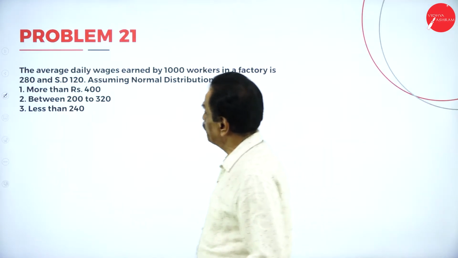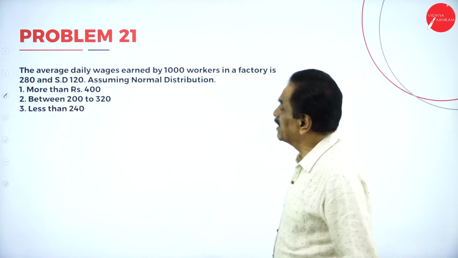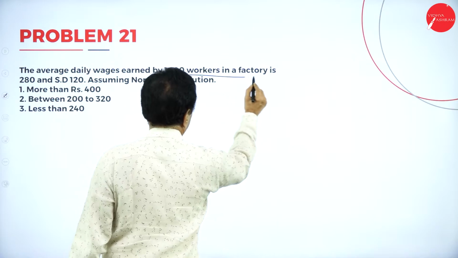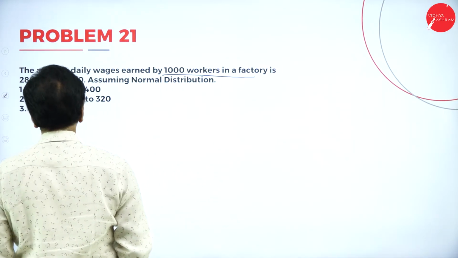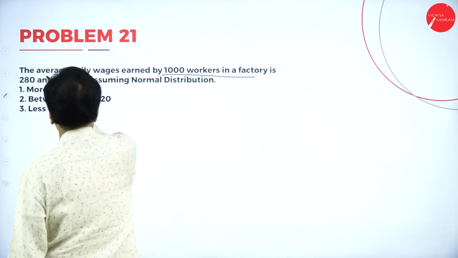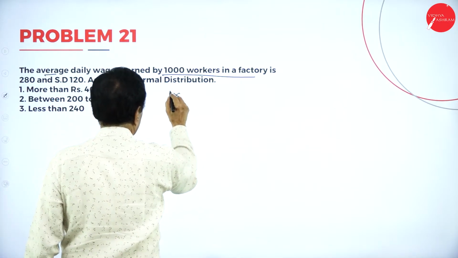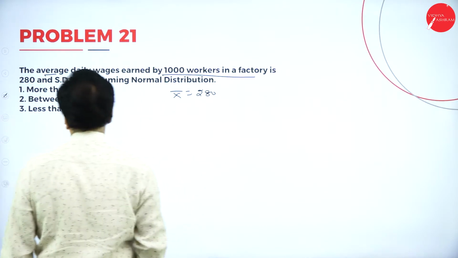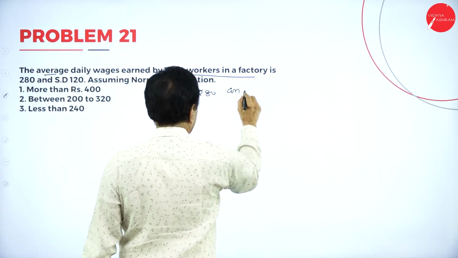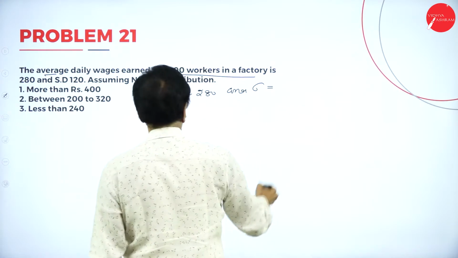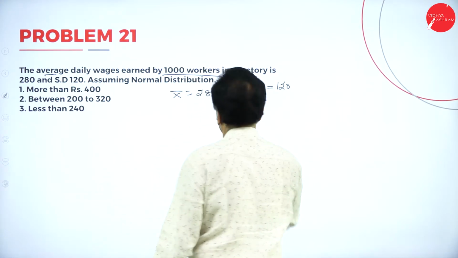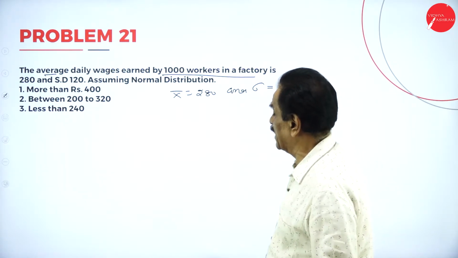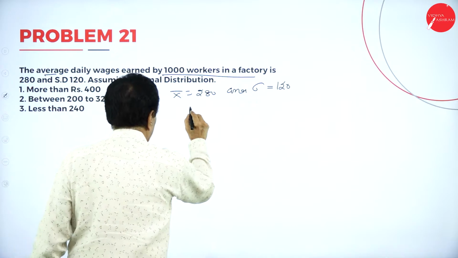We'll move on now. The average daily wages earned by 1,000 workers in a factory is 280. Average means mean is equal to 280, and standard deviation is 120. This is given. So the first is more than 400.